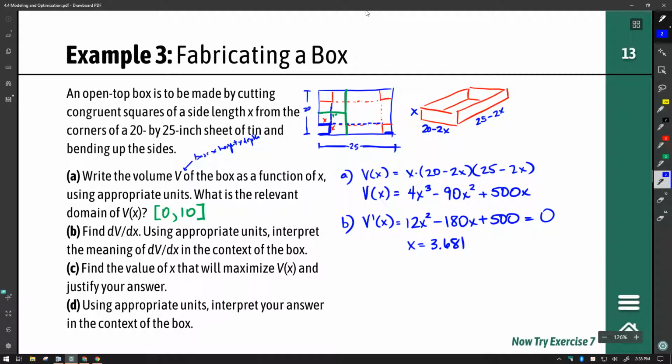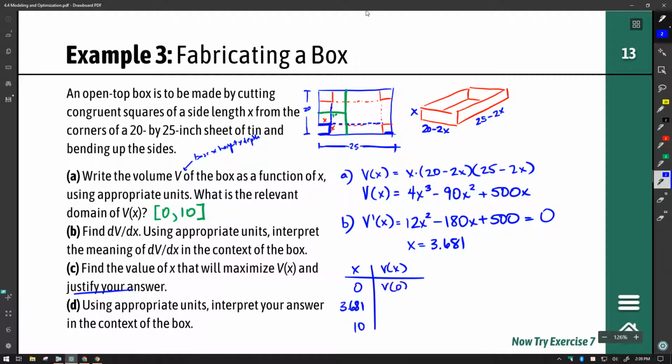Now, find the value that will maximize V of x and justify your answer. We're going to justify our answer with a candidates test. So let's set up an x, V of x table. And we've got a left endpoint 0. We've got 3.681 as our critical number and then a right endpoint of 10.